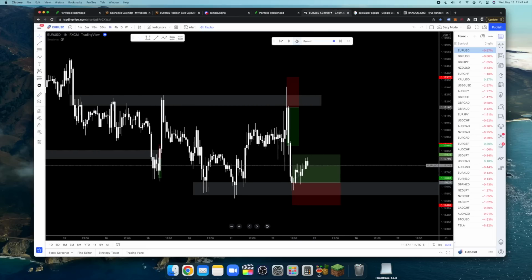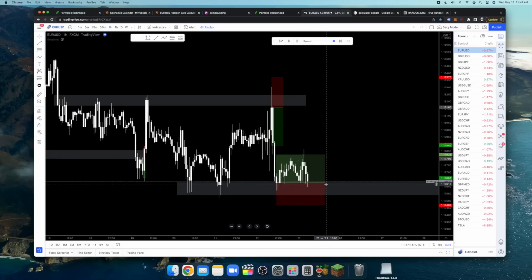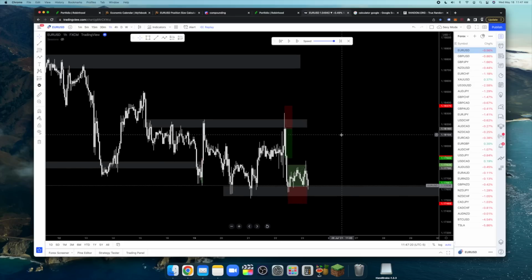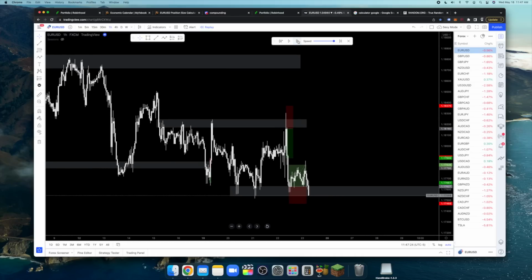So this one has a little bit of a bounce. It reaches for the target, comes back to the entry, hits the target finally. So this one had a nice little bounce. So this one was good. We'll look for one more trade, and then we'll go over the results. So let's see what we can find here.